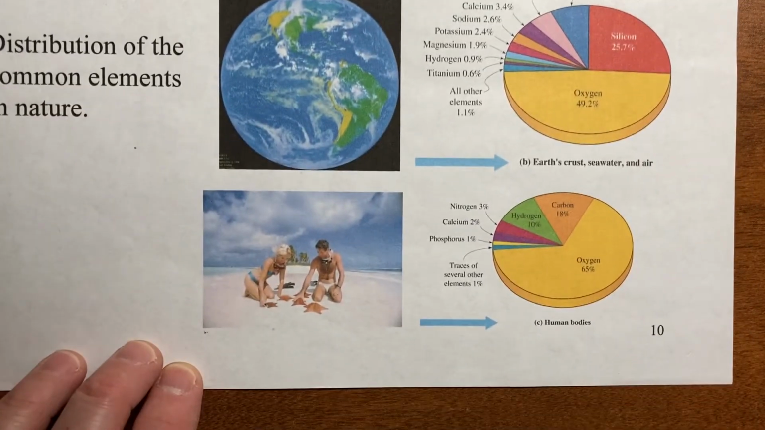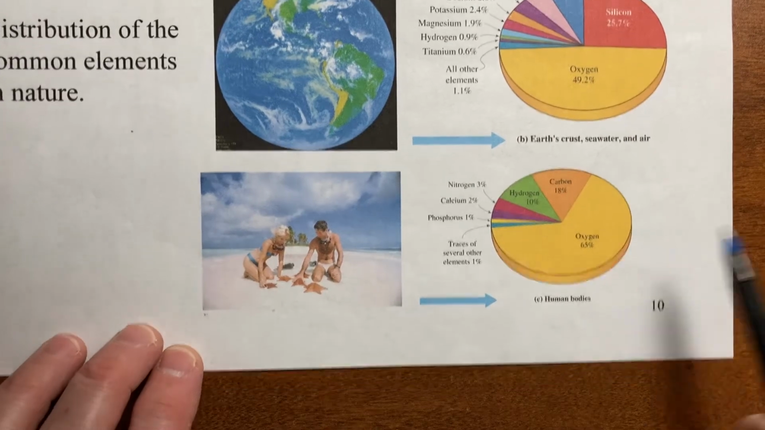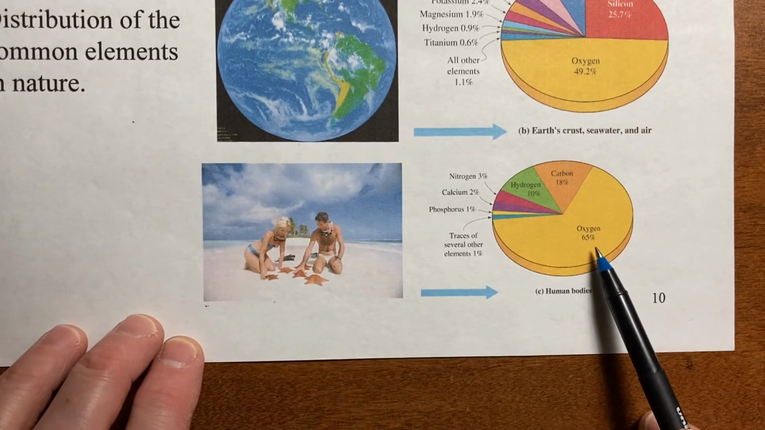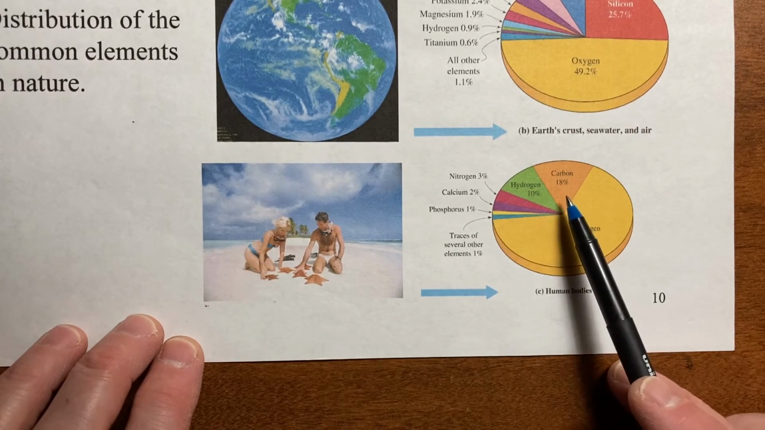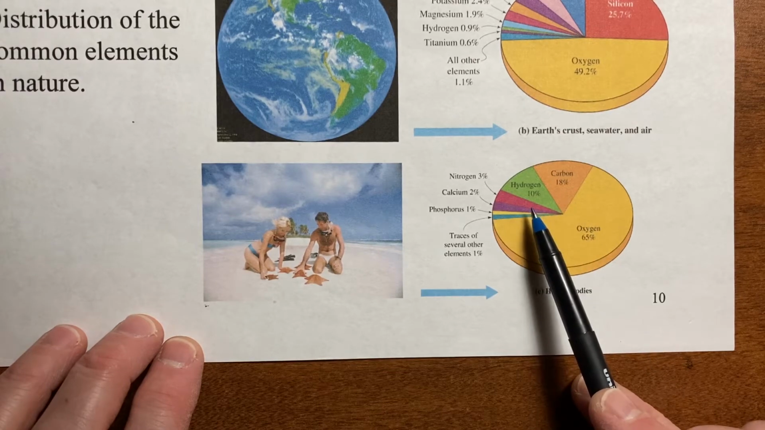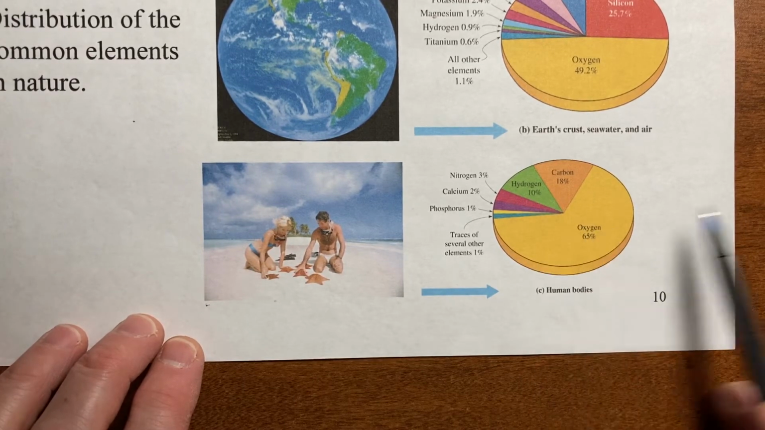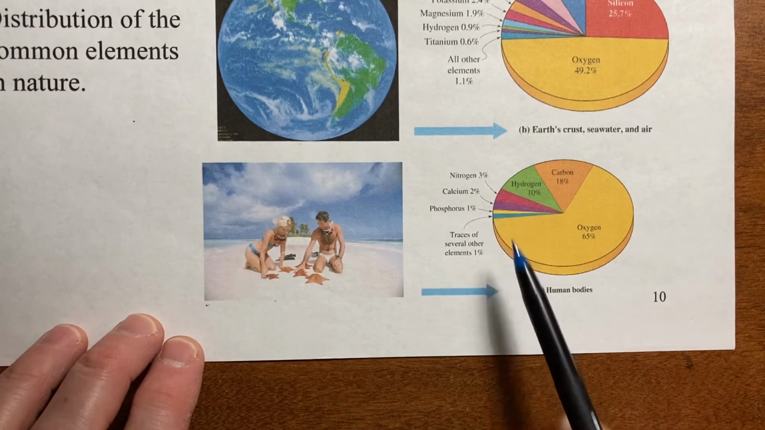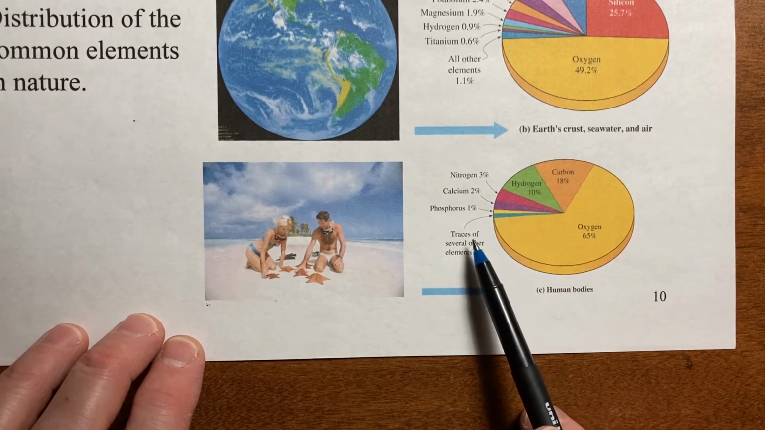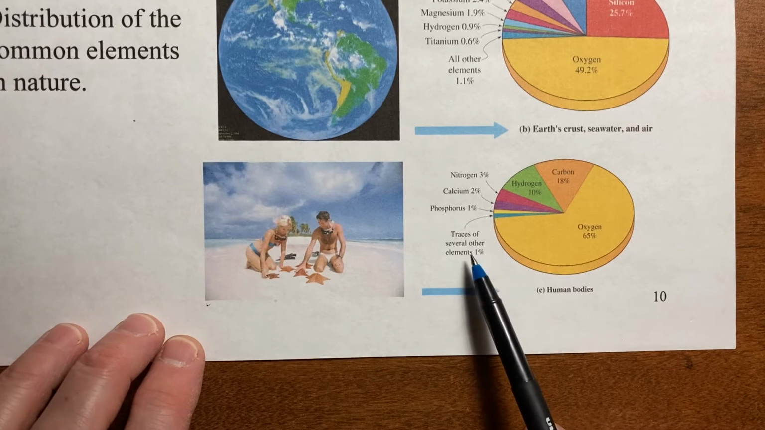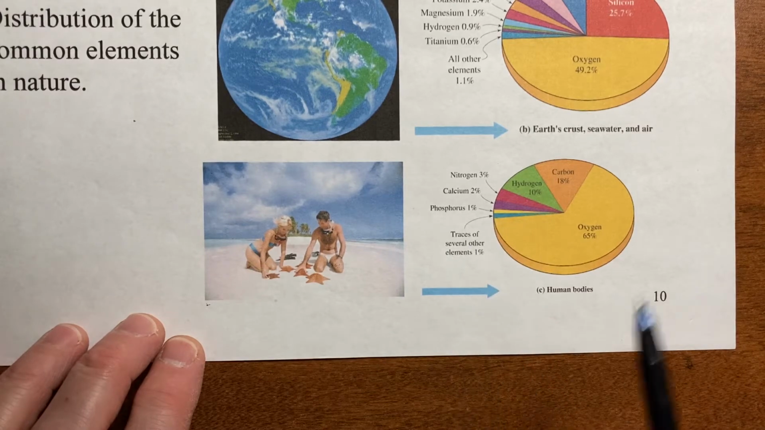Now, the human body is even a little bit more different. It's got quite a bit of oxygen and quite a bit of carbon, 18%, and quite a bit of hydrogen, because again, we are made of mostly proteins, carbohydrates, and lipids, which are made up of these 3 elements: carbon, hydrogen, and oxygen. We have a little bit of calcium, 2%, from what's in our bones, nitrogen for proteins, et cetera, et cetera. So it's interesting that there's such a wide distribution of elements.